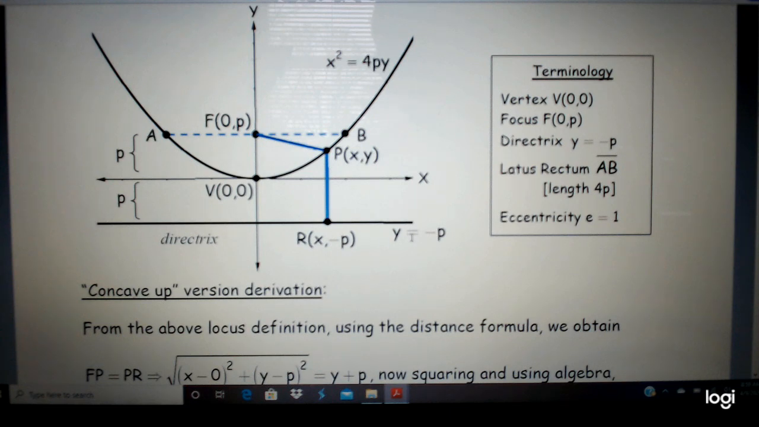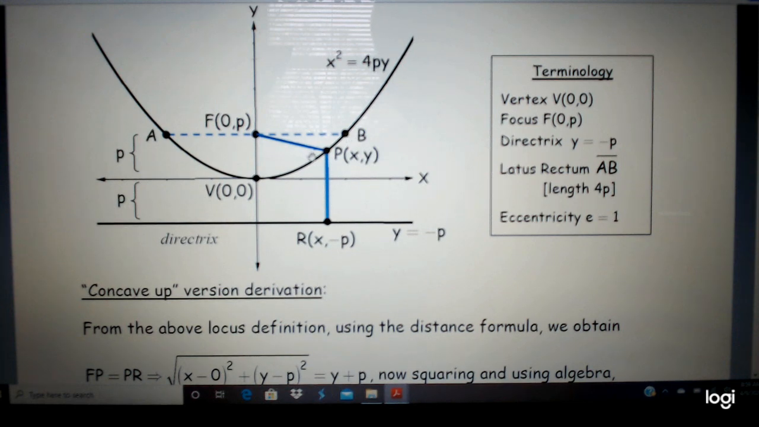Couple of these terminology here. Latus rectum. Okay, latus means side, and rectum means straight. So latus rectum is a line which runs through the focus and is perpendicular to the main axis. Okay, so this length is 4p.